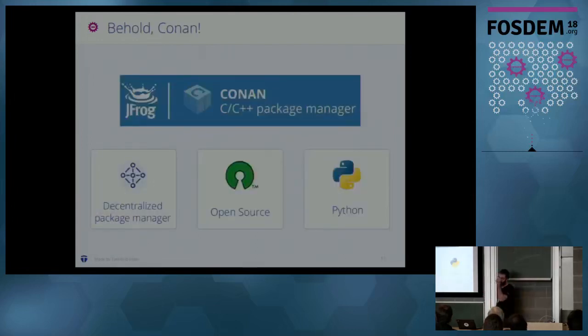So Conan is a C++ package manager. It works with other languages, but it's primarily designed around C++. It's decentralized, so you can host your own server. That's what we do. It's open source, available on GitHub, and it's written in Python, compatible with 2 and 3, so you can run it everywhere.